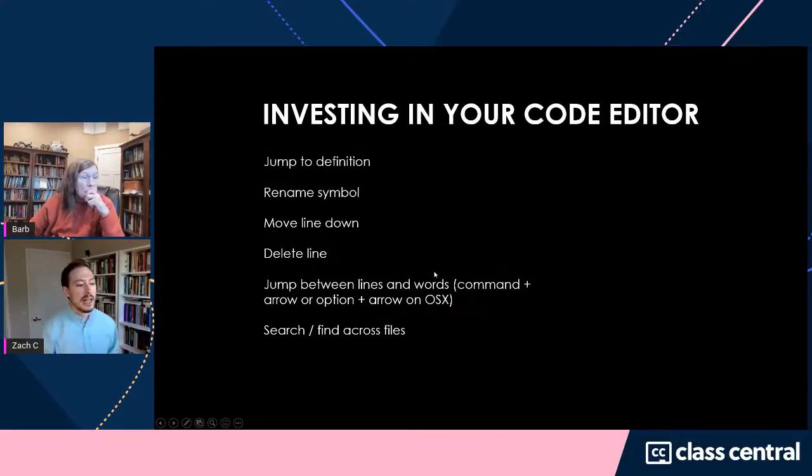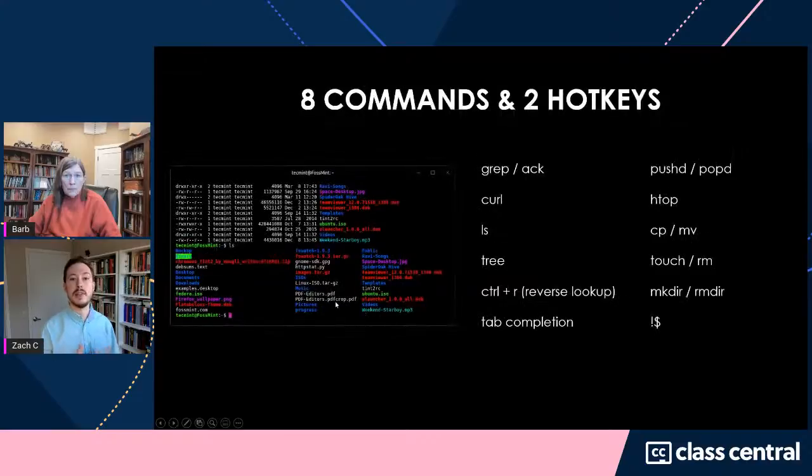Okay, so if you are using a code editor like VS Code or WebStorm or one of these other famous editors, you should know how to jump to a definition, rename a symbol across the whole code base, move a line of code down, delete a line in one keystroke, jump between lines and words quickly, and search and find across files. Are these the only things you could possibly learn? Certainly not. But avoiding fussing with files and navigation is going to keep you in the flow of problem solving. And in my opinion, that's a baseline that's not that hard to achieve, and that helps a lot.